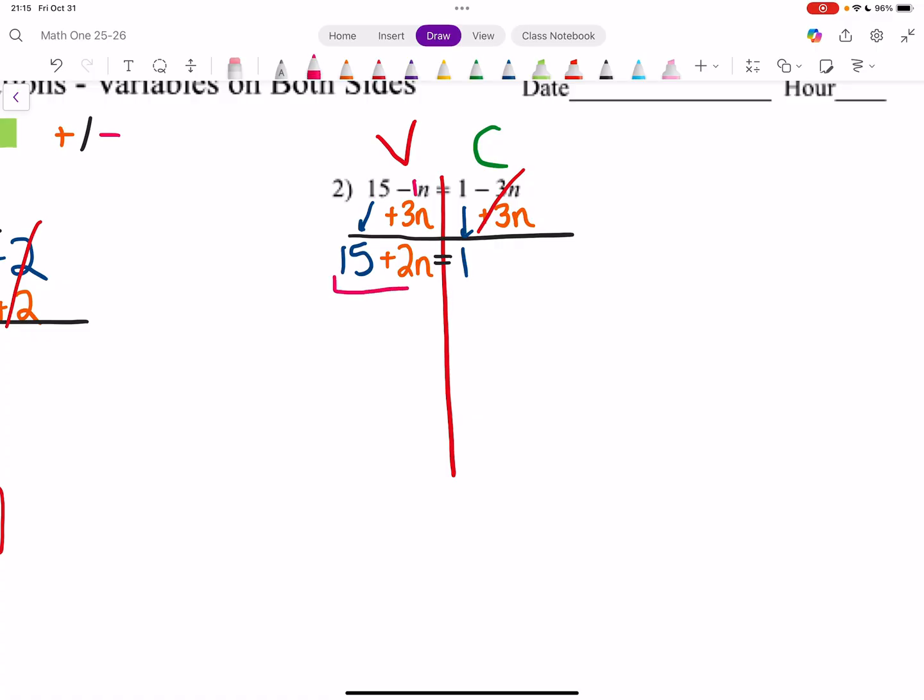In looking at these two numbers, I notice that 15 is further from the variable, so I'm going to move it first. I have to remind myself that it's an implied positive, so in order to undo it, I must subtract 15 on both sides. Whatever I write on one side, I must write on the other. 15 take away 15 is 0. I'm not doing anything with the 2n yet, so I'm just simply going to write that again, write the equal sign, and then 1 take away 15 is negative 14.